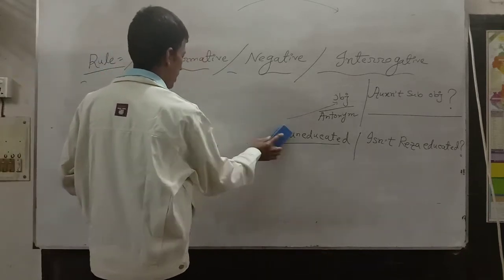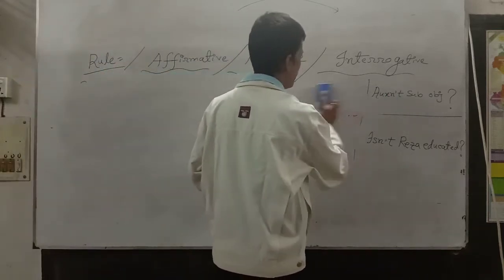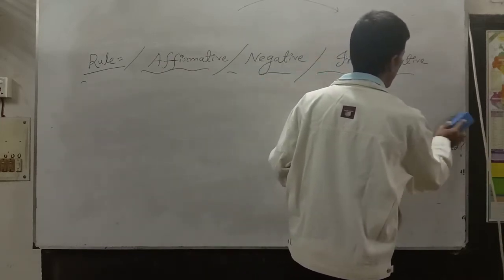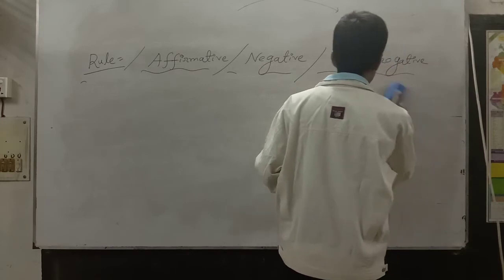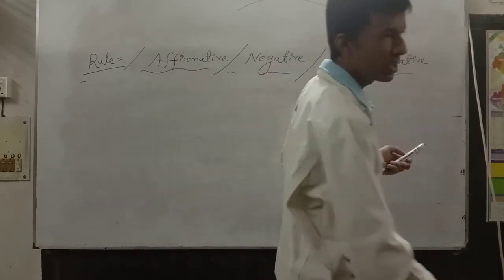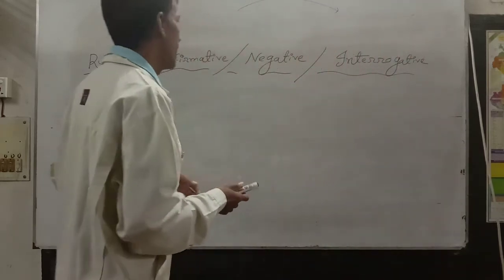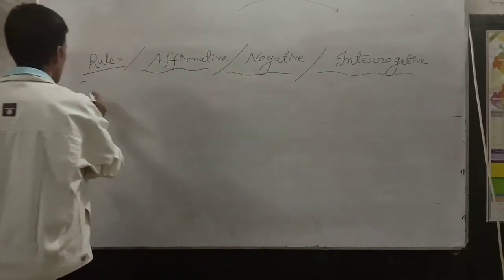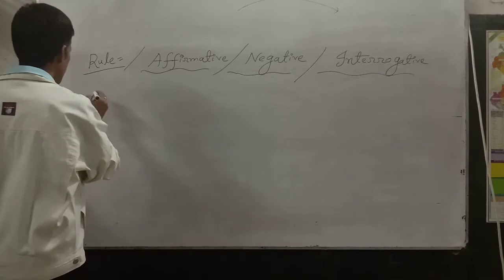In Rule 6, you will learn in what way an affirmative sentence is transferred into a negative and interrogative sentence, and in the reverse way you will also be able to transfer other types of sentences into an affirmative sentence.